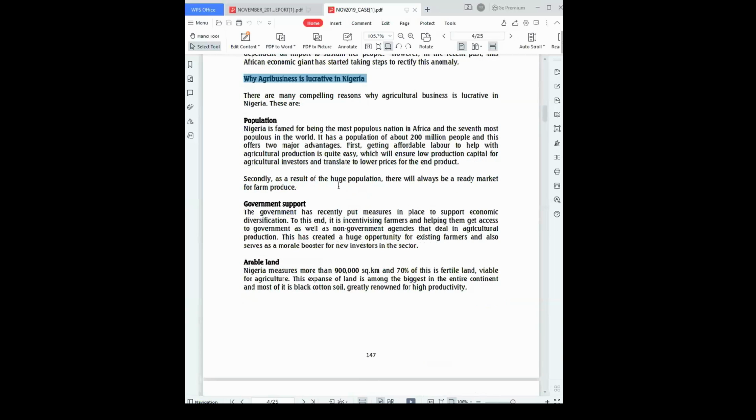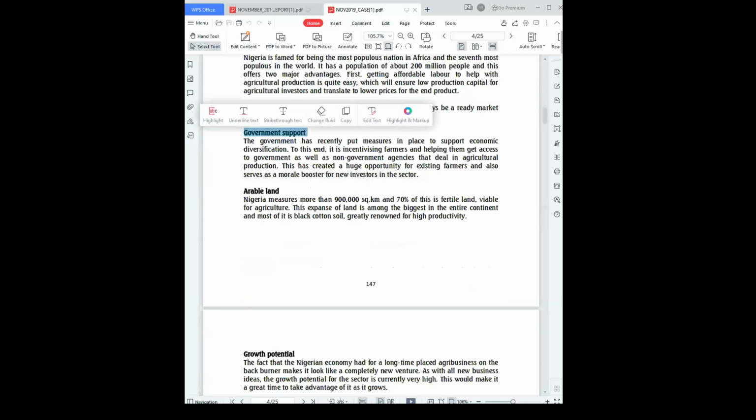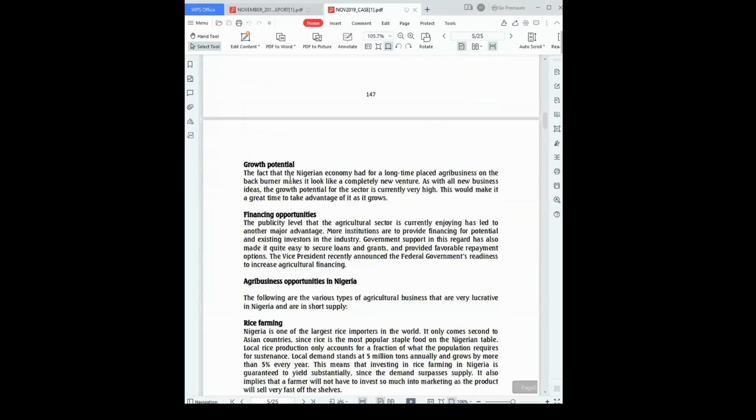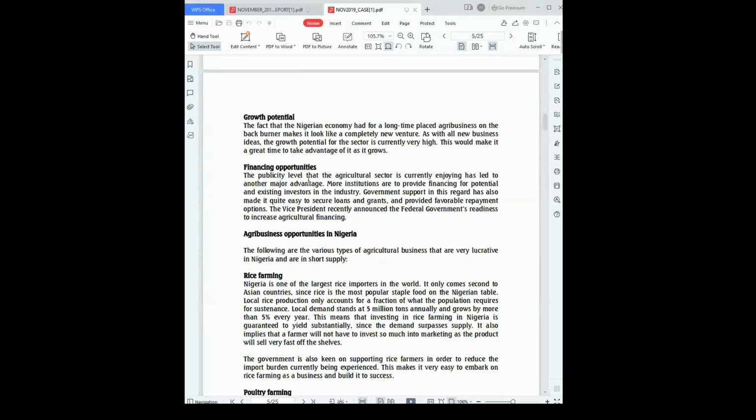It means that when the players in this industry get their produce ready, there is a ready-made market to buy it. There's also government support. If you remember, the Buhari administration gave massive support to this industry. There is arable land, there is growth potential, and there is financing opportunity, because there are grants and support here and there for players in that sector.